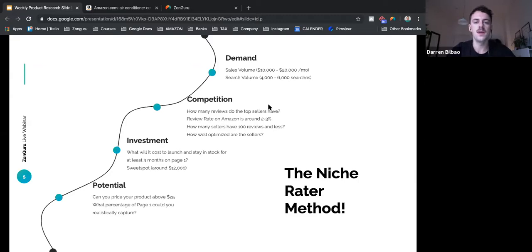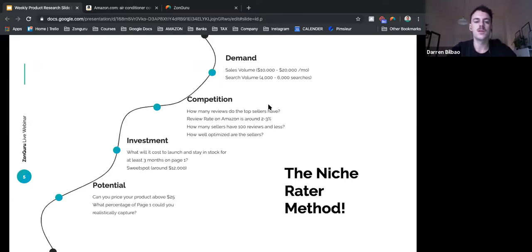It's also about how well optimized the sellers are. Does the competition have great images? It's really hard to compete with a whole page one where all the images are great. Are they all differentiated? Do they all have their own point of difference? Are they all using their keywords? Do they have EBC? Are they using sponsored ads, PPC? Things like that are all things to take into consideration around competition. We also have investment.